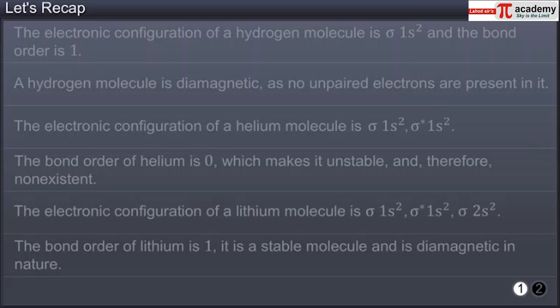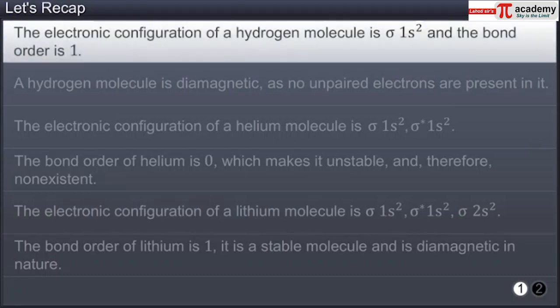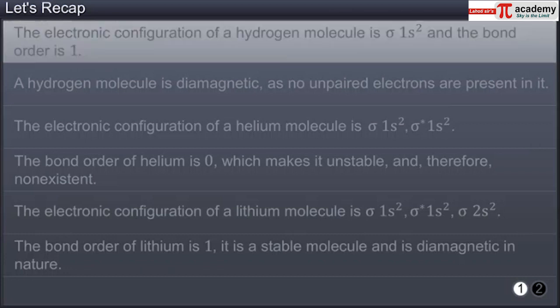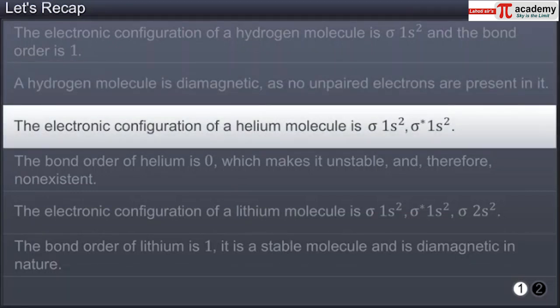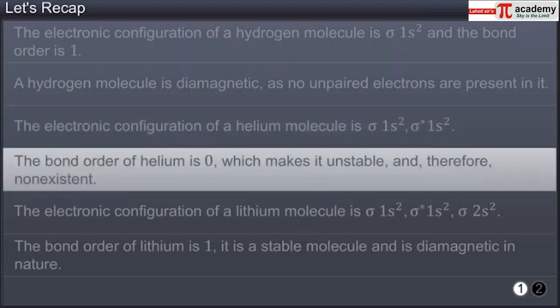In this module, you learned that the electronic configuration of a hydrogen molecule is sigma 1s2 and the bond order is 1. A hydrogen molecule is diamagnetic, as no unpaired electrons are present in it. The electronic configuration of a helium molecule is sigma 1s2, sigma star 1s2. The bond order of helium is 0, which makes it unstable and therefore non-existent.